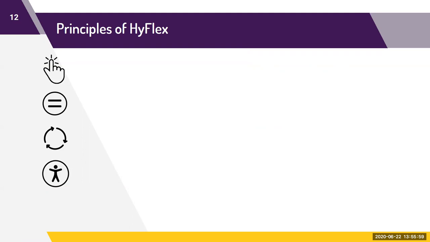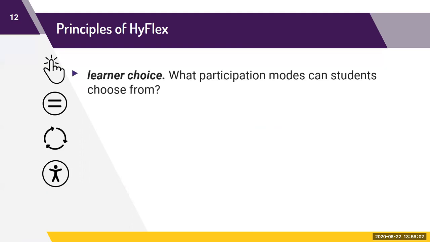So recall that the first principle of HyFlex is learner choice. So we need to start by thinking about what participation modes this instructor is going to allow students to choose from. Perhaps the instructor is going to allow all 3 modes, in person, remote, and online. Or perhaps the instructor is only going to choose 2, and you need to decide which 2 would be appropriate. So thinking about the lectures that the instructor needs to provide, as well as the discussions that the instructor wants to have with the students, consider what's the best way to deliver that content and what's going to be the best way to engage those students in the discussion about the content.